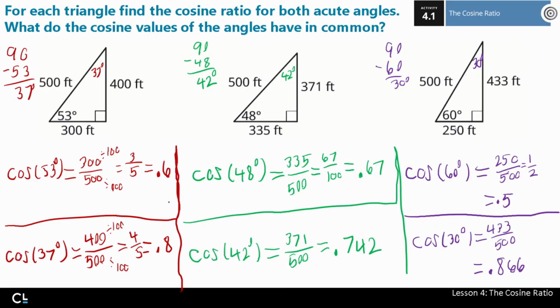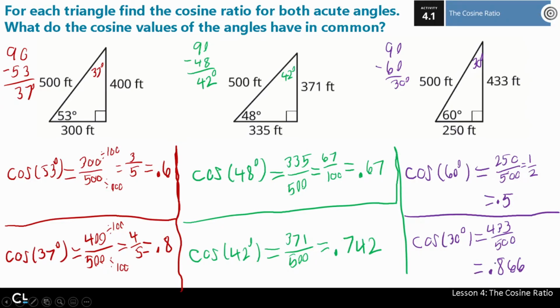So let's look at our values and how they turn out here. If we go from our biggest angle, 60 degrees, it's 0.5, right? And then our second biggest is 53 degrees. It goes down to 0.6. Then we have 48, which is 0.67. And then we have 42, which is 0.742. And then we have 37, which is 0.8. And then we have 30, which is 0.866.